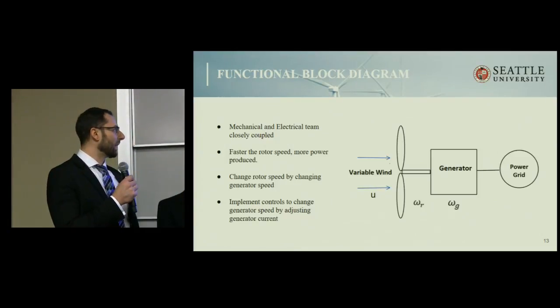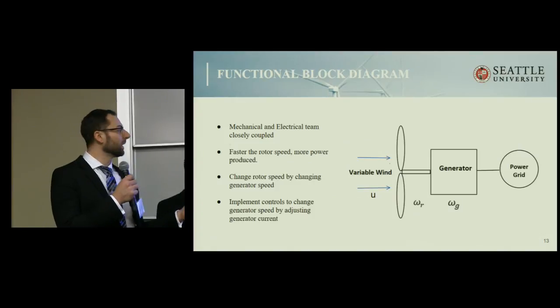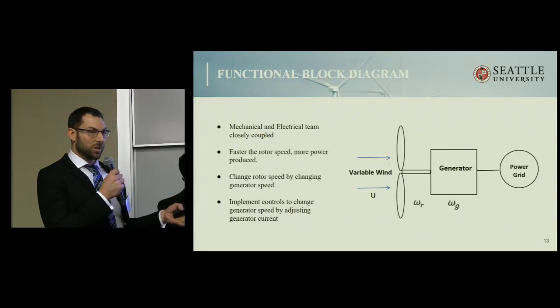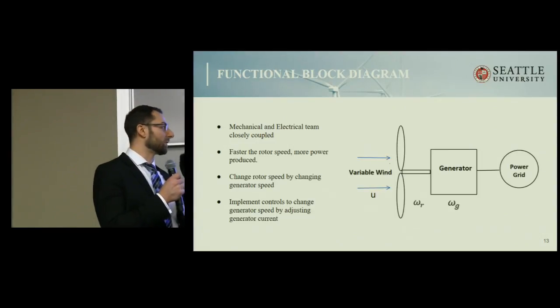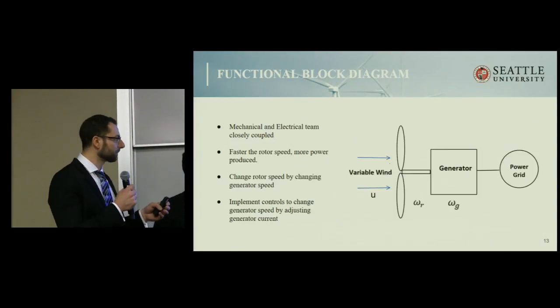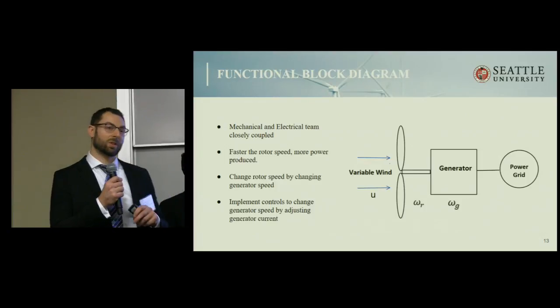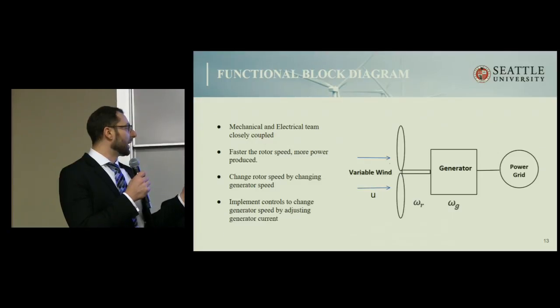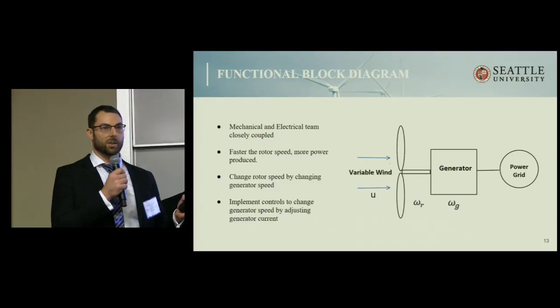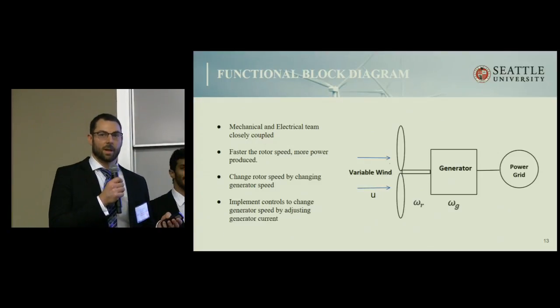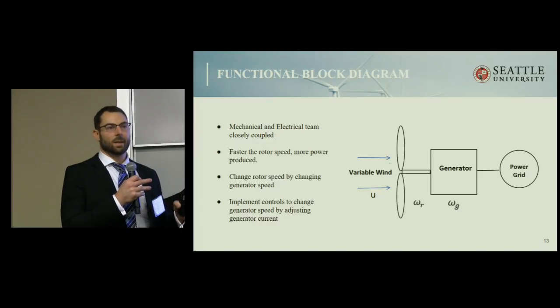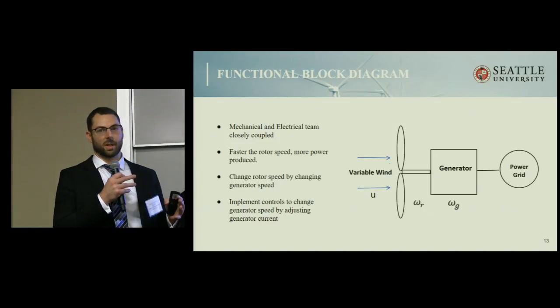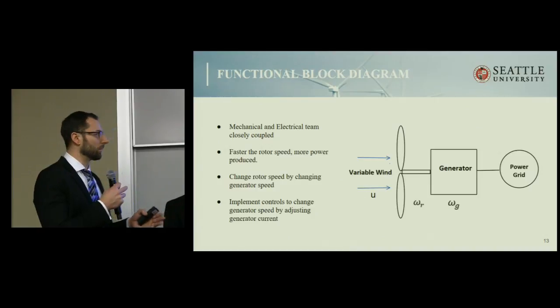Looking at this diagram, the faster the rotor speed, the more power is produced. We can't change the wind speed, but we can change the rotor speed and the generator speed. So for our control system and electrical system, we want to change the generator speed by controlling the generator current. This is the process we take with our control systems as well as our electrical system to control the rotor speed.